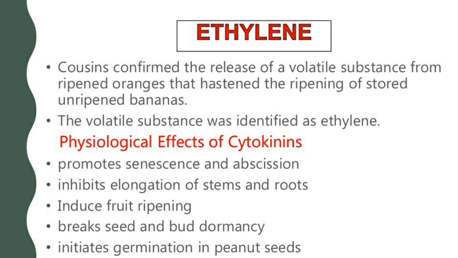Ethylene. Cousins confirmed the release of a volatile substance from ripened oranges that hastened the ripening of stored unripened bananas. The volatile substance was identified as ethylene. Physiological effects of ethylene: promote senescence and abscission, inhibit elongation of stems and roots, induce fruit ripening, break seed and bud dormancy, initiate germination in peanut seeds.